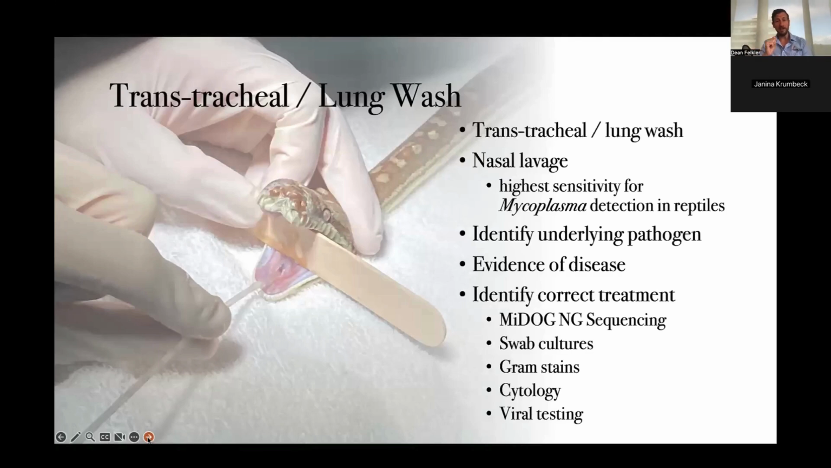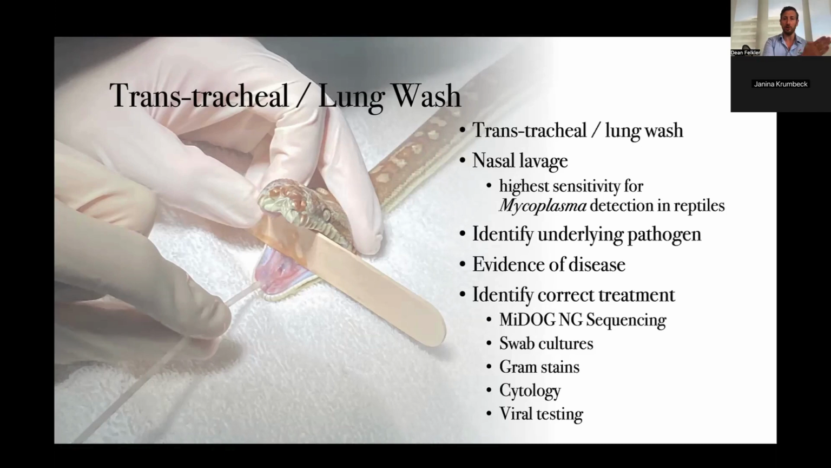So another less invasive way to do this is to do a transtracheal or a lung wash. It's not called a bronchoalveolar lavage in reptiles just because they don't have alveoli. So you want to do a transtracheal or a lung wash. You can also do a nasal lavage. And this is very good at detecting mycoplasma in reptiles because this is where the epithelium the bacteria likes to attach to. So the point of doing this wash is to identify the underlying pathogen, obviously, and evidence of disease.